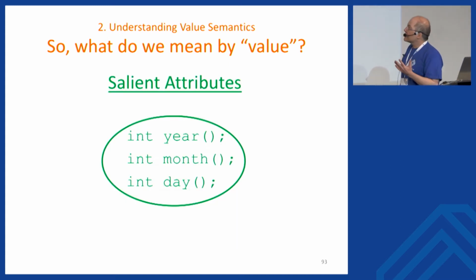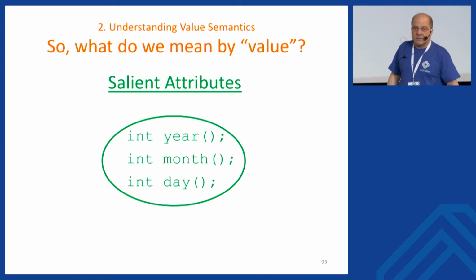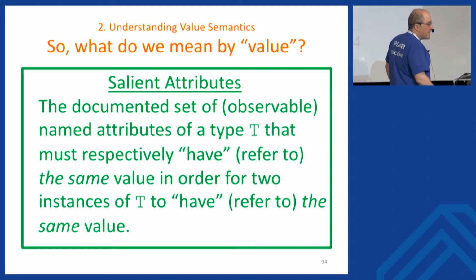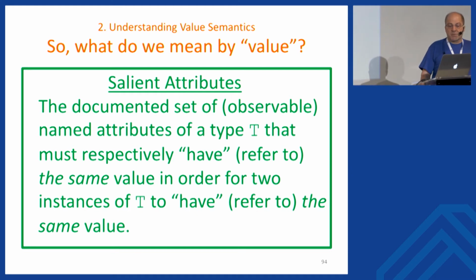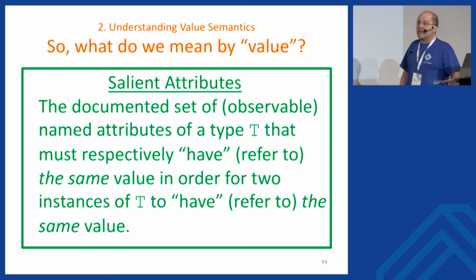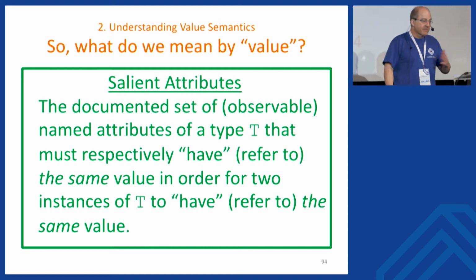So these things are called salient attributes. Why are they called salient attributes? Because that's the name I came up with. What are salient attributes? The documented set of observable named attributes of the type T that must respectively have referred to the same value in order for two instances of T to have referred to the same value. Truth be told, they don't need to be observable, not directly, but for the purposes of this introductory talk, let's say they're observable. Otherwise, things get harder.